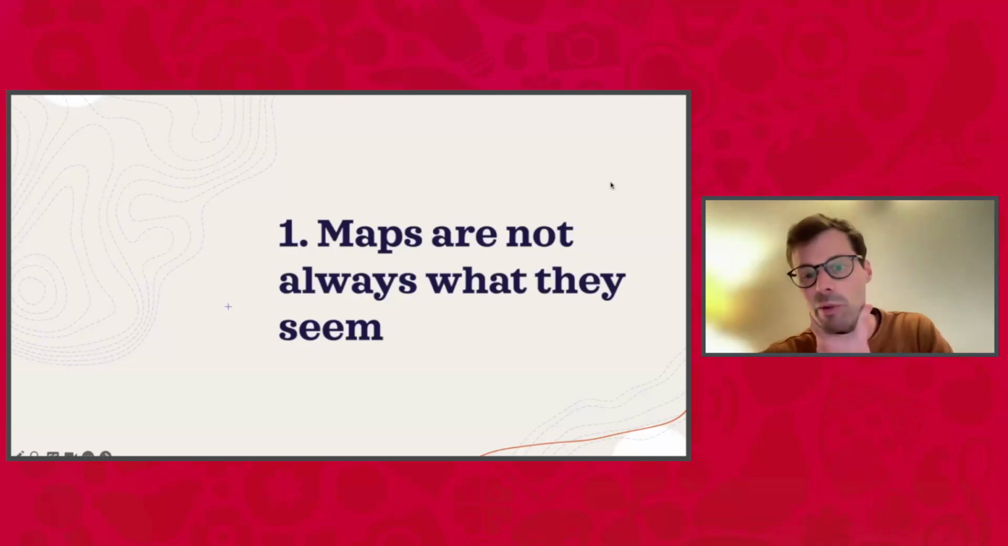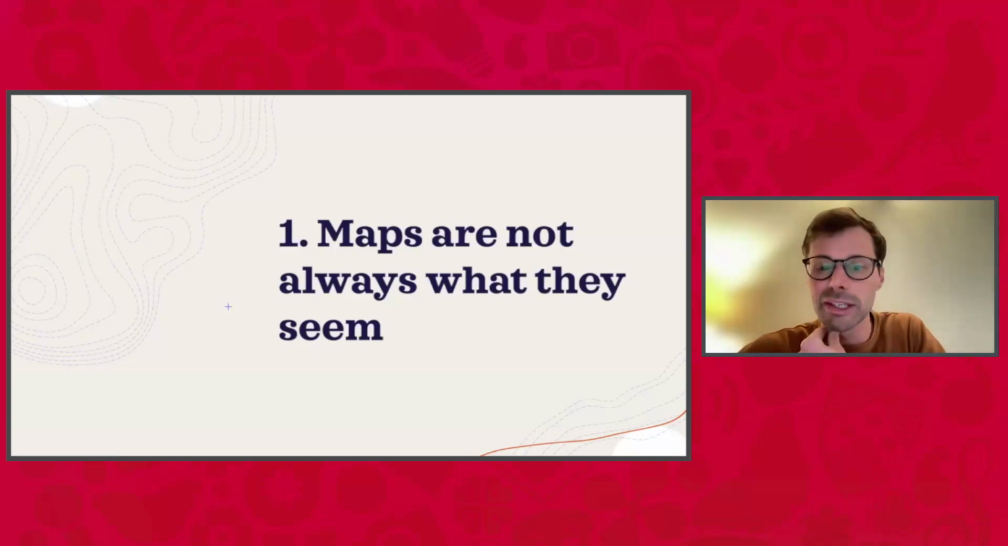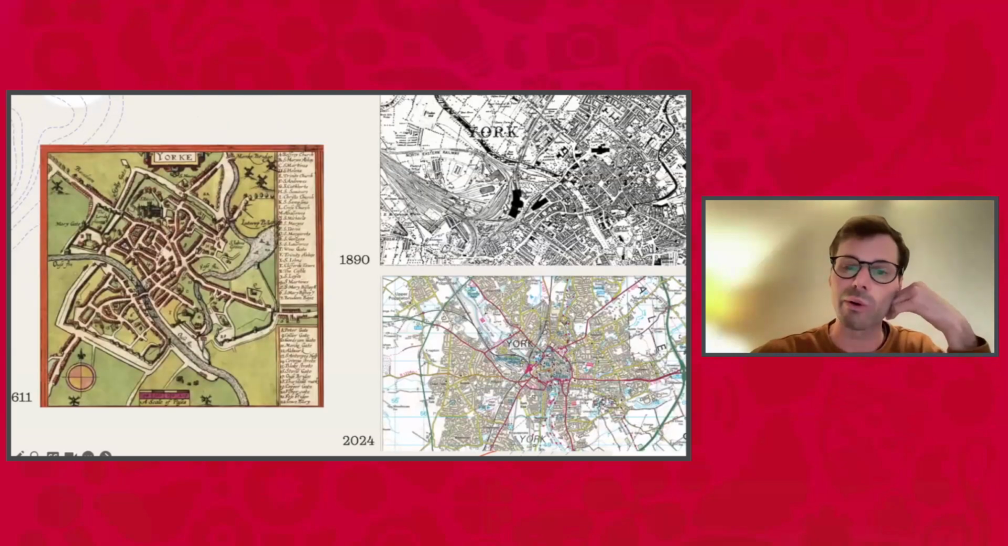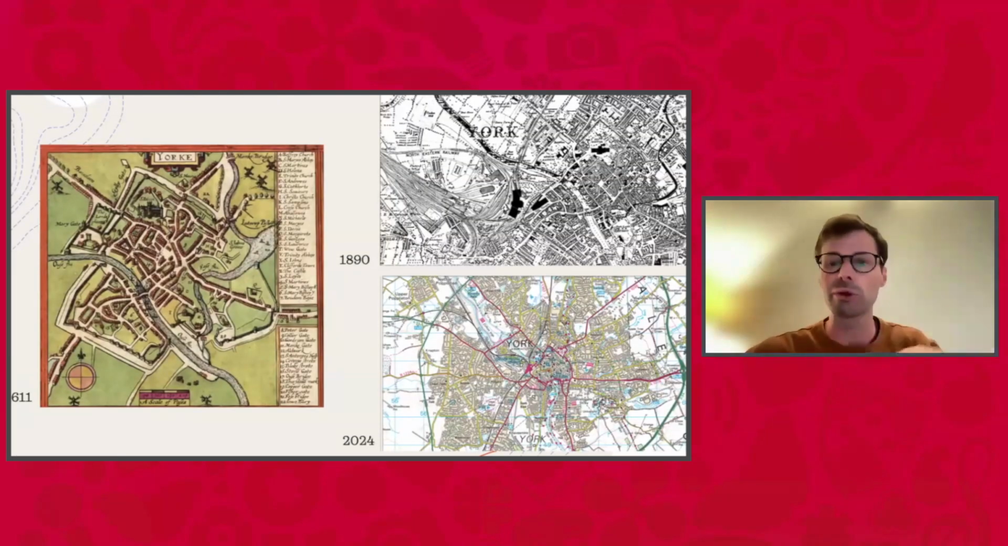Okay, so proposition number one: maps are not always what they seem. If I asked you to imagine a map, or to write me a definition of a map, I think many of you may come up with a definition which looks like, or is represented by, these kinds of images. So this kind of top-down view of the world from above. Sometimes this view is called the view from nowhere. Sometimes it's called the God's eye view.